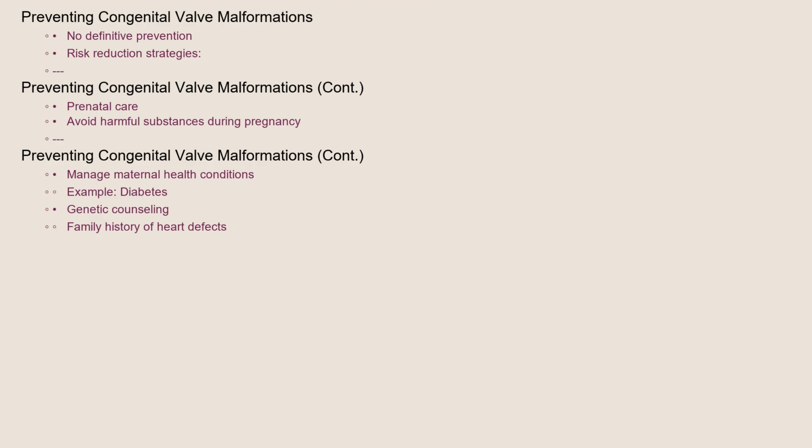Currently, there's no definitive way to prevent congenital valve malformations entirely. However, certain measures can reduce the risk. These include ensuring women receive proper prenatal care, avoiding exposure to harmful substances during pregnancy, managing maternal health conditions such as diabetes, and considering genetic counseling if there's a family history of congenital heart defects.